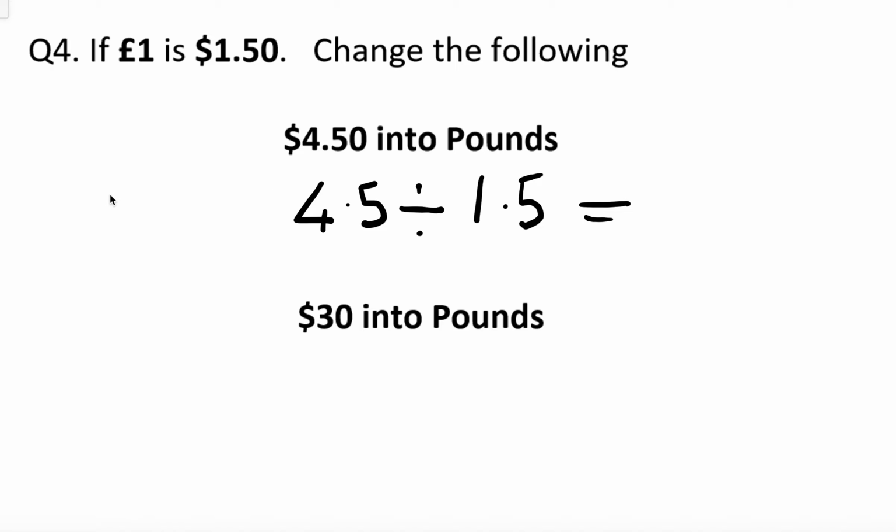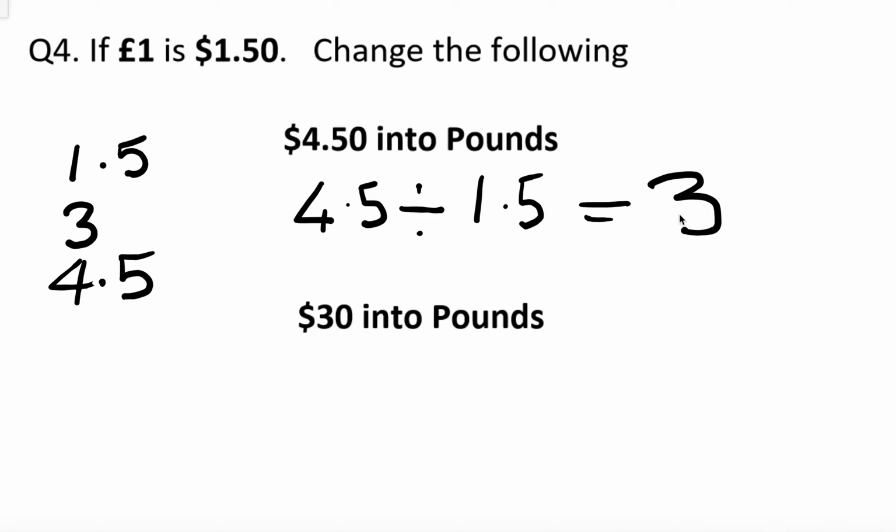Well, the easiest way, if you're not too sure with your division, you can use a calculator. You've got 1.5. If we double that, that will be 3. And then if we add another 1.5 on, that will be 4.5. So how many is that? 1, 2, 3. So there's 3 1.5s in 4.5. So what does that represent? The 3, again, we're turning dollars into pounds. £3.